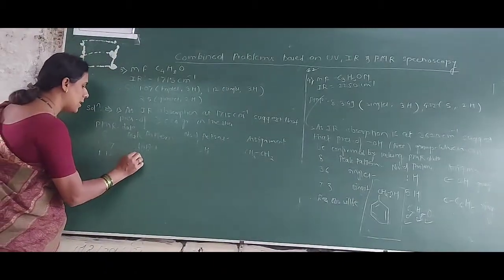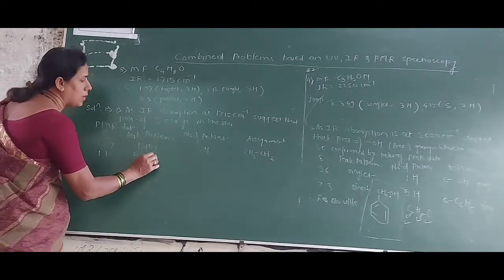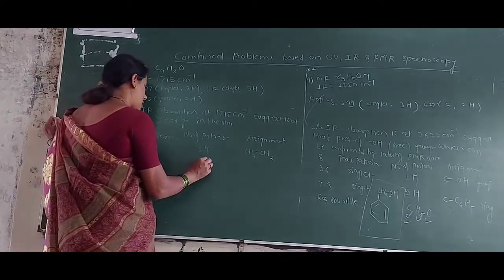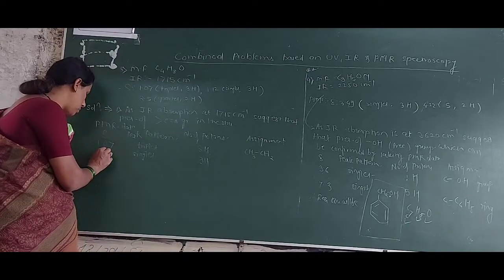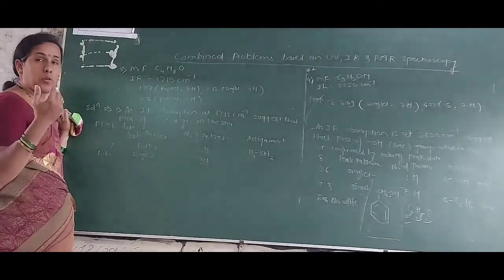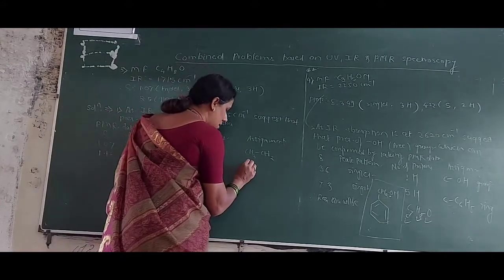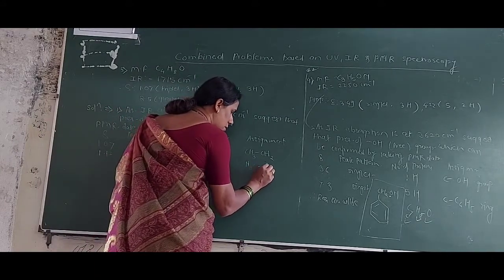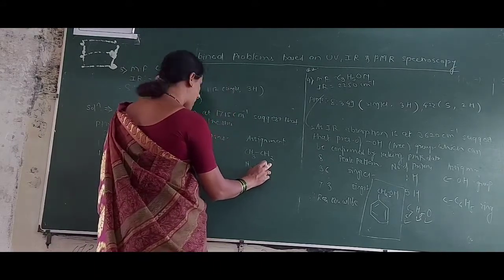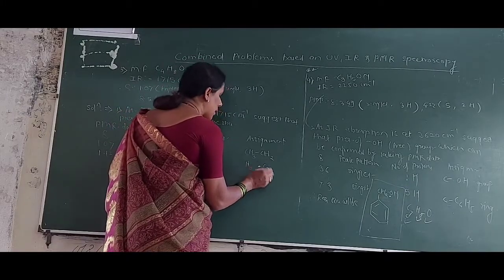Second, 1.12, singlet, 3H. The protons are shielded here also. Therefore, 3H means CH3. What is it attached to? Singlet, so CH3C.